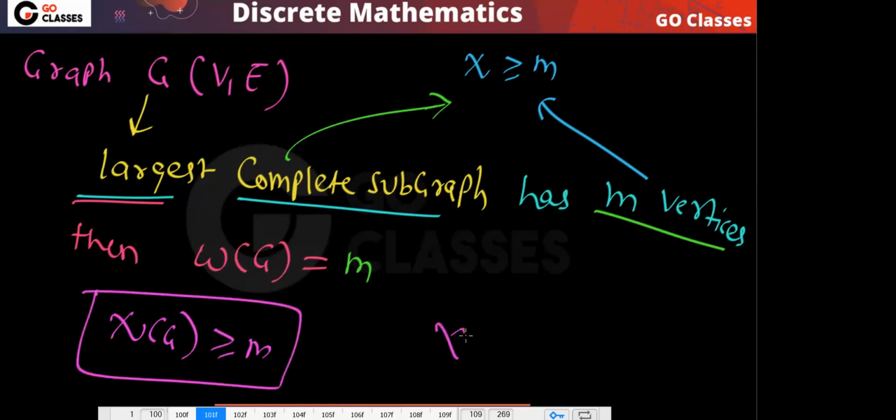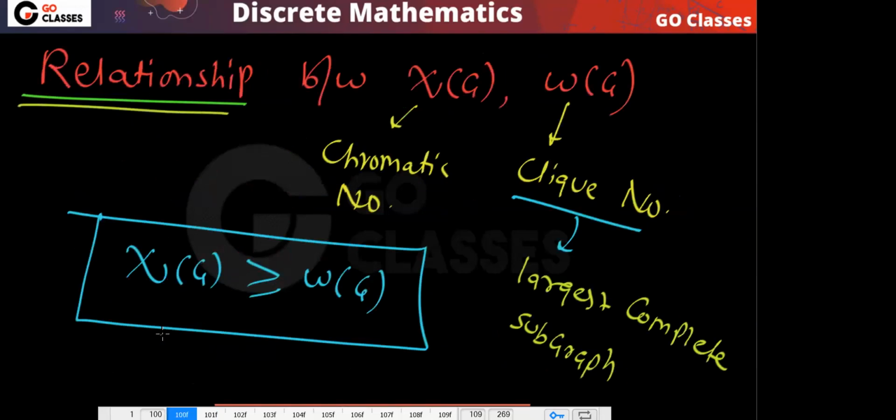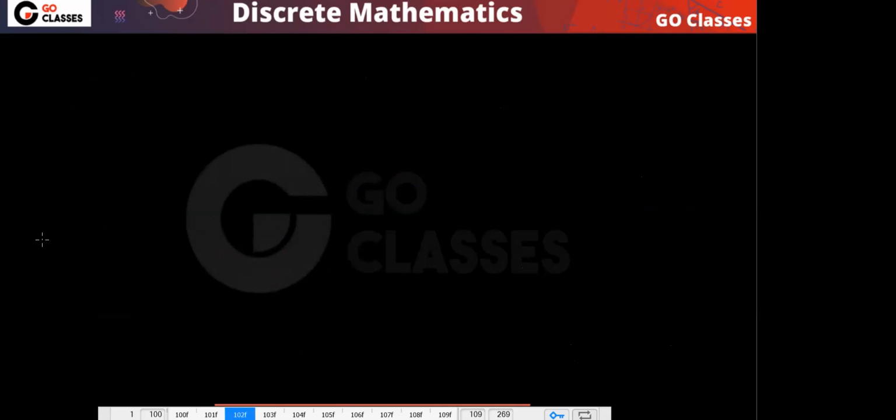So this is the idea. The chromatic number is always greater than or equal to the clique number. Yes or no? This is the relationship between chromatic number and the clique number. Is this clear? Now let me tell you the guidelines to find chromatic number.